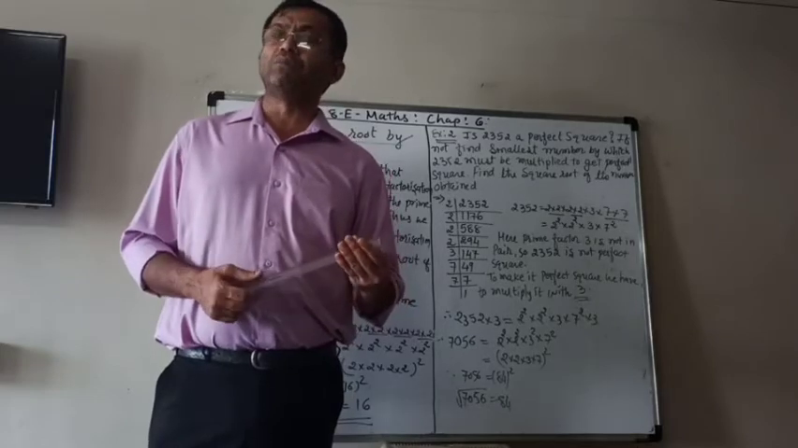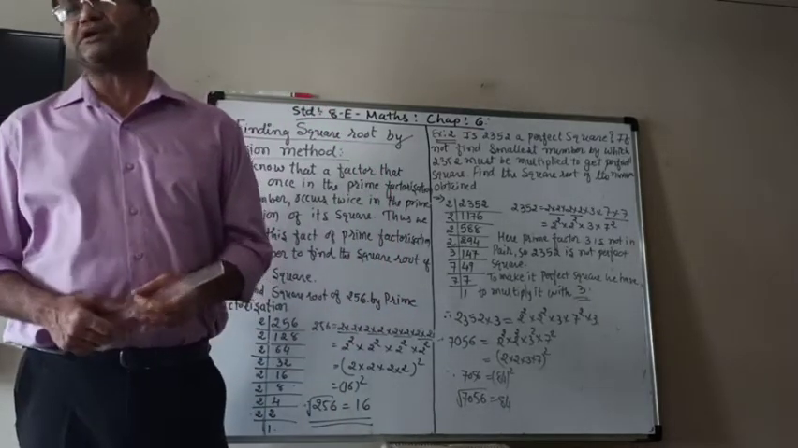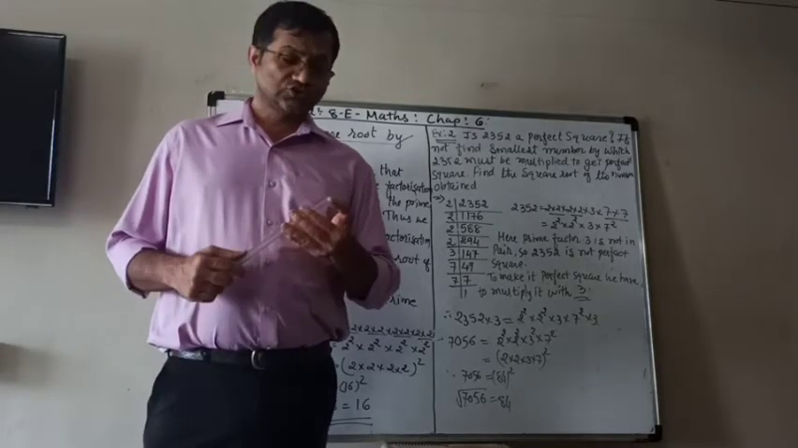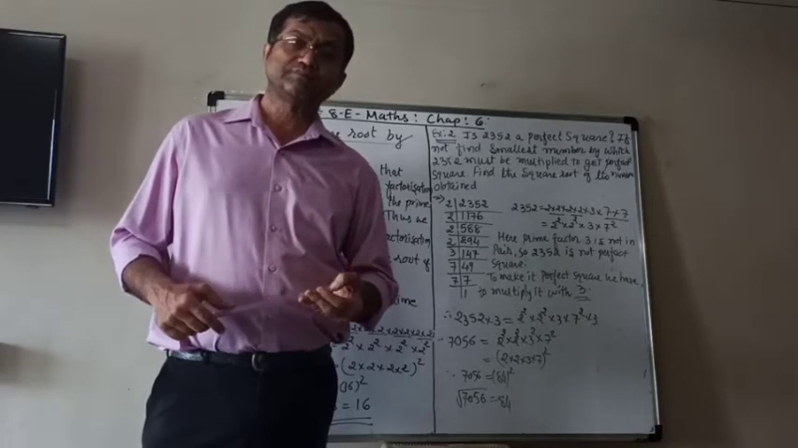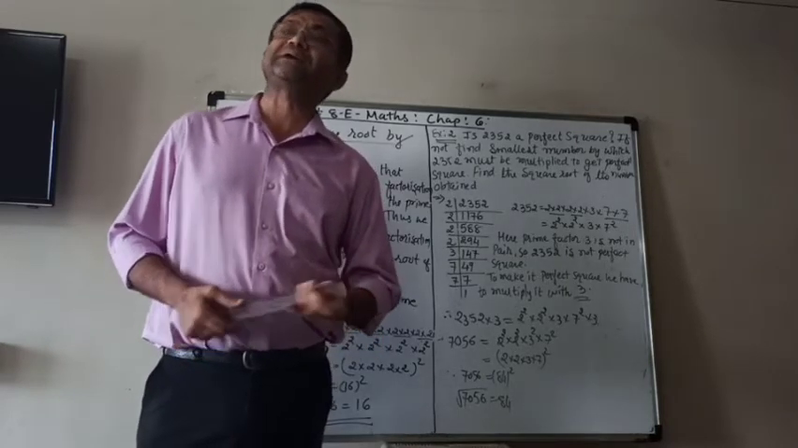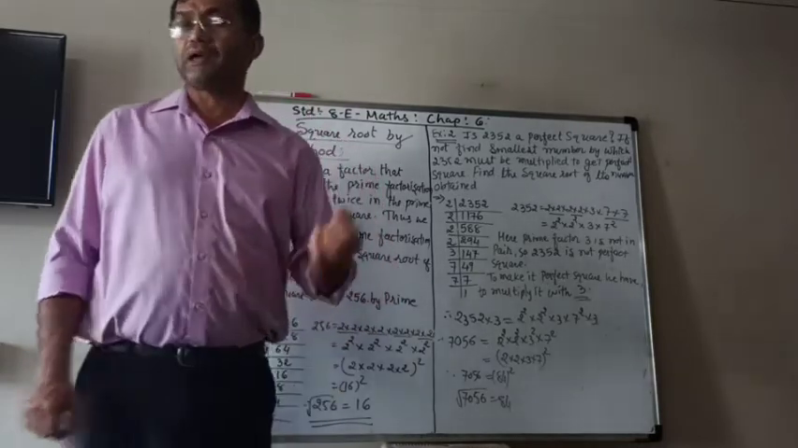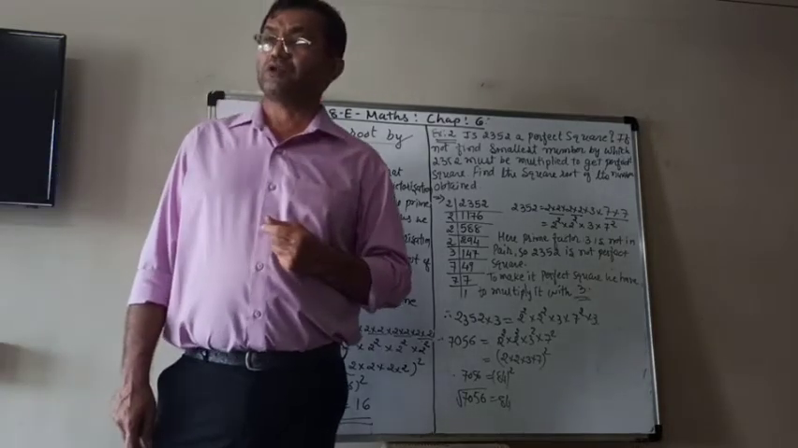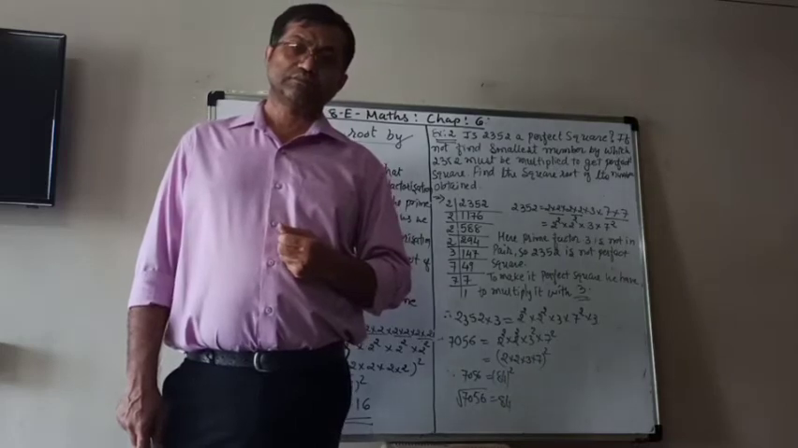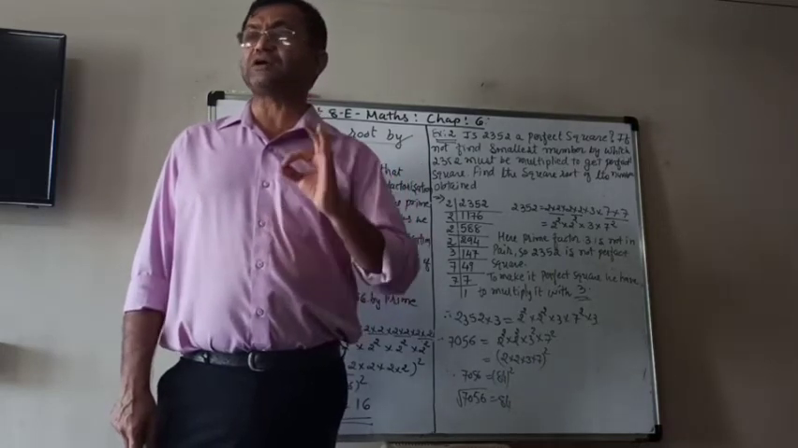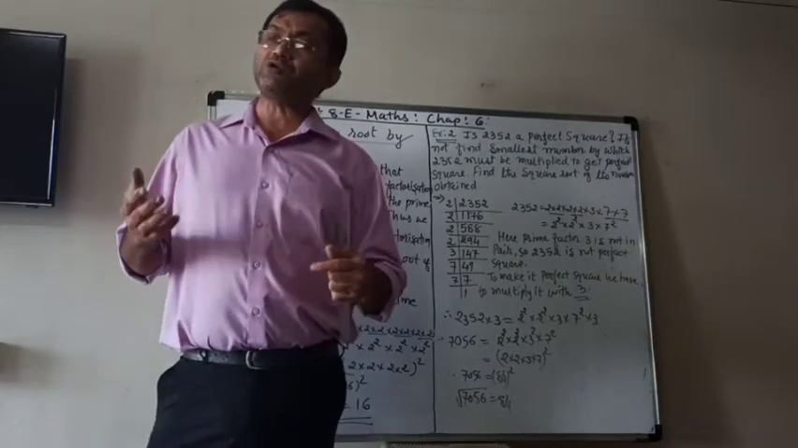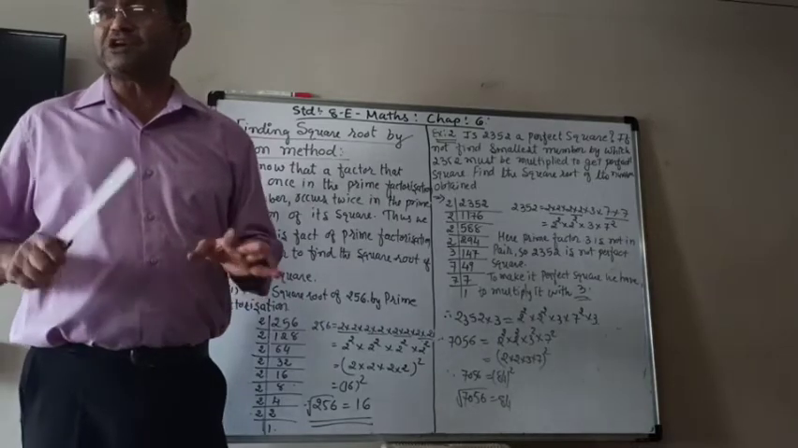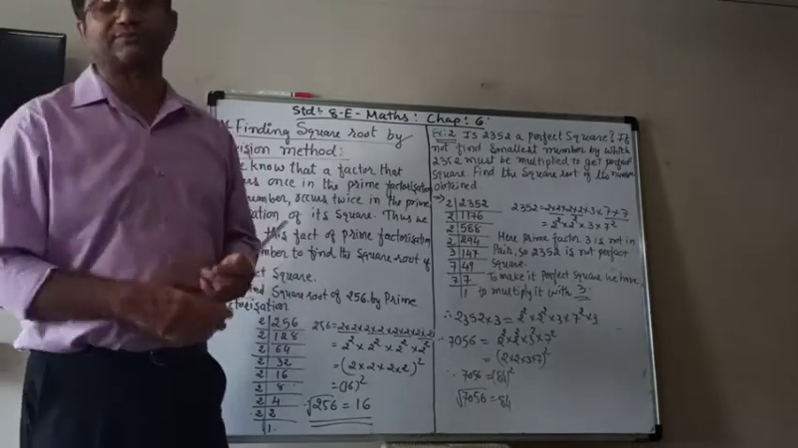Now, the simplest method is the method of prime factorization. To find the square root of a number, we do the prime factorization of the given number. That is very simple, because when we find the factorization of a number, its prime factors occur once. But if you do the prime factorization of the square of that number, what will happen? Each prime factor will come 2 times because it is a square.